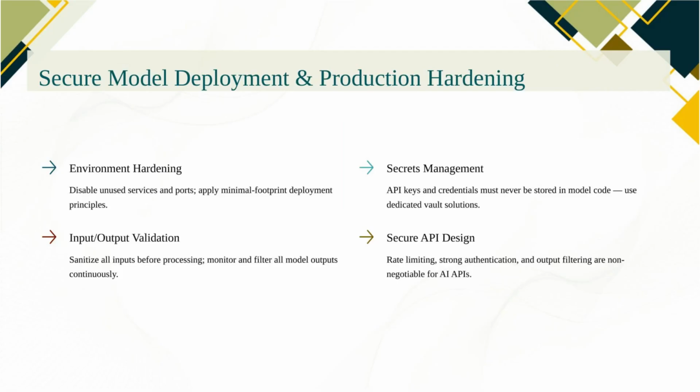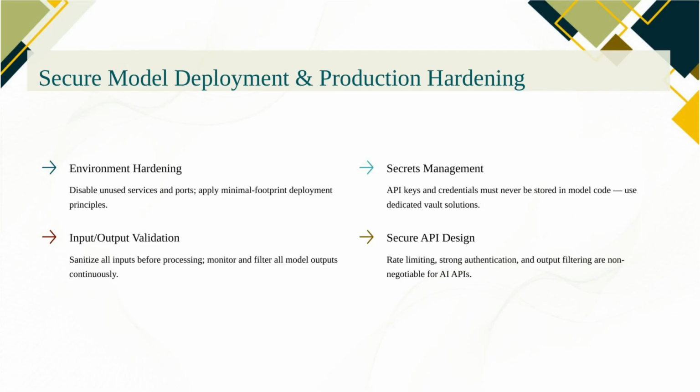When it's time to deploy, hardening the environment is essential. Disable unused services and ports. Remove development tools from production environments. Manage secrets properly. API keys, credentials, and tokens must never be stored in model code or configuration files. Use a dedicated secrets management solution. All inputs to the model must be validated and sanitized. All outputs from the model must be monitored, not just the inputs.